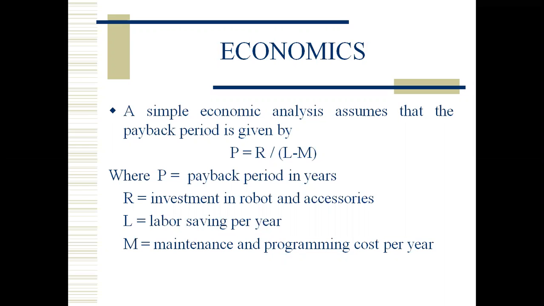So here R is the investment, L is the labor saving per year, and M refers to the maintenance and programming cost per year. Here P is the payback period in years, considering about 1 year or 2 years, etc. And R is nothing but the investment in robot and accessories. L is the labor saving per year, and M is the maintenance and programming cost per year.